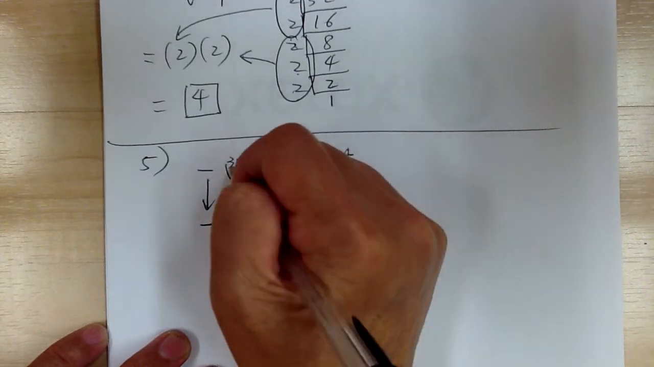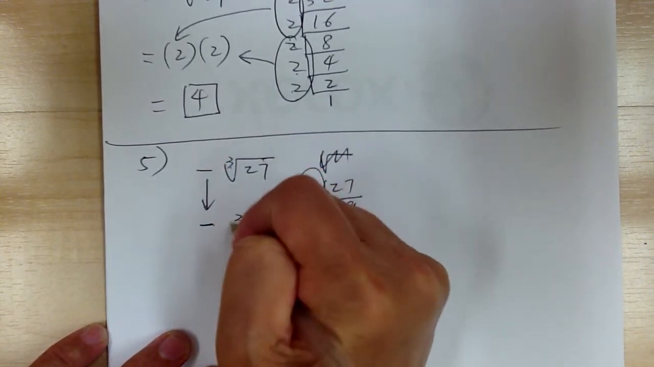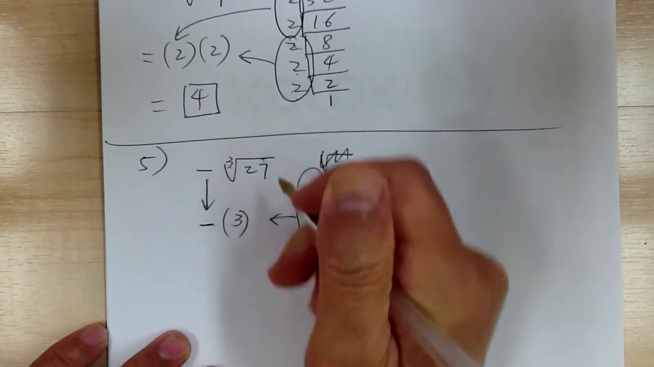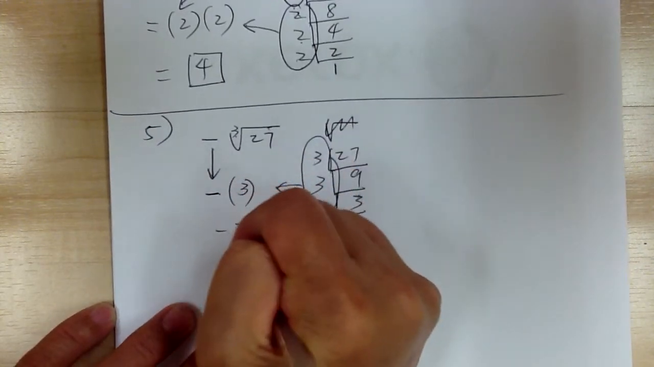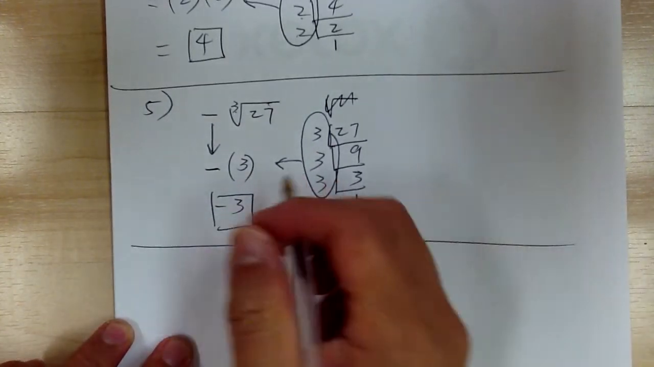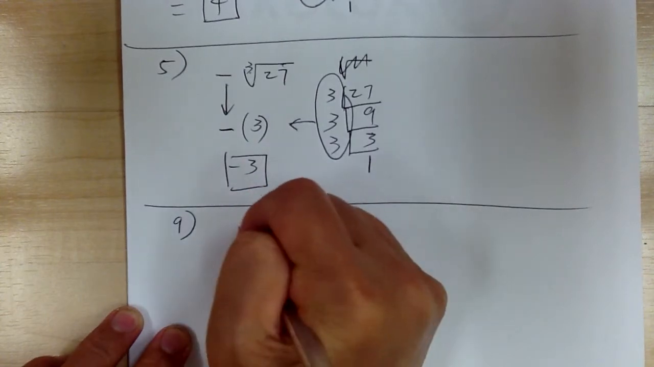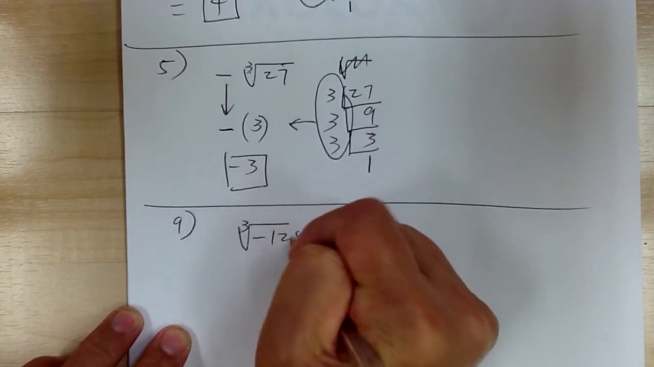So in this case, again, index 3 means you need to get 3 radicals to make 1 integer. So again, 3 of them make 1 integer. And so your answer would be negative 3. Okay, let's go to number 9. Okay, number 9, you have cube root of negative 125.